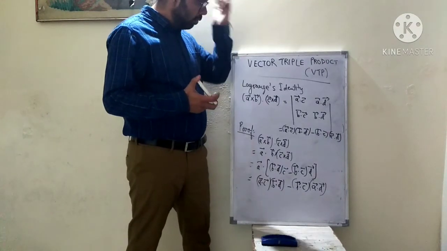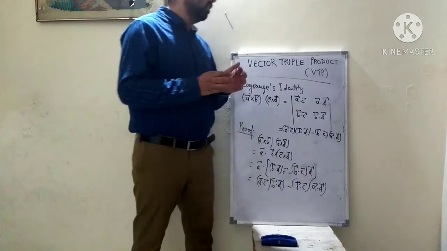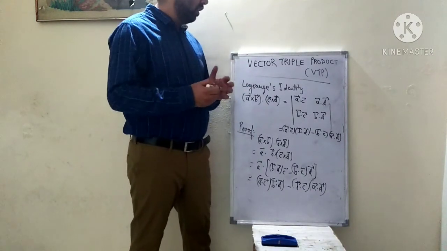Okay, we covered scalar triple product, vector triple product, and then we also covered some geometrical applications like volume of parallelepiped and volume of tetrahedron.